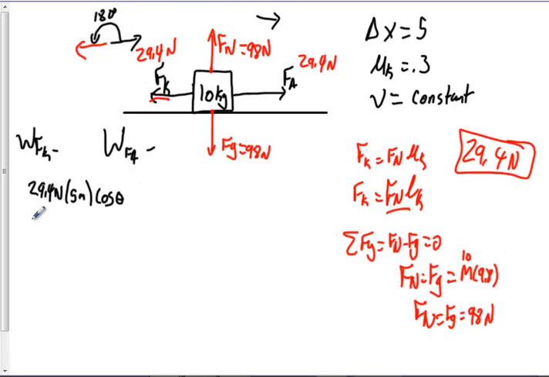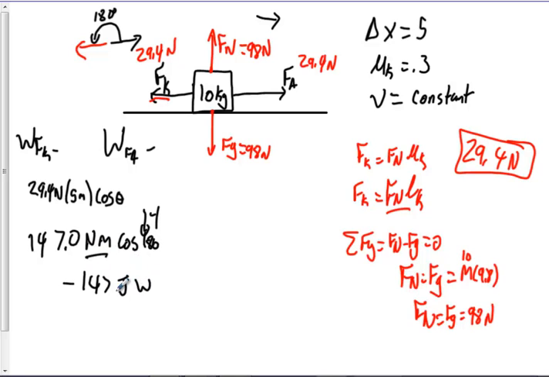So what I have is 29.4 times 5. 5 times 4 is 20. 5 times 9 is 45. 5 times 2 is 10. So 147.0 Newton meters times the cosine of 180 degrees. Well, that is -1. So I have a negative 147 joules, Newton meter is a joule, of work. So friction does negative 147 joules of work.